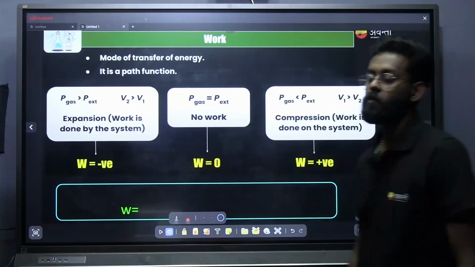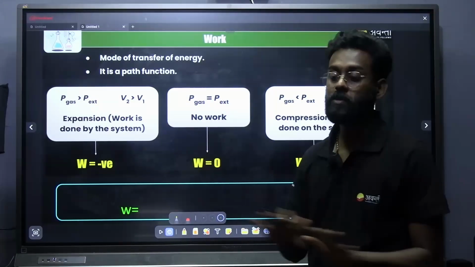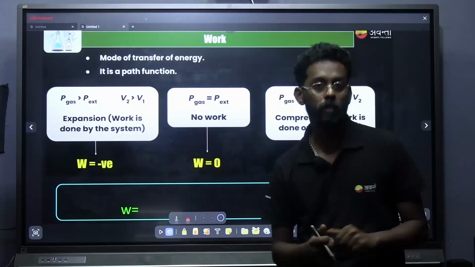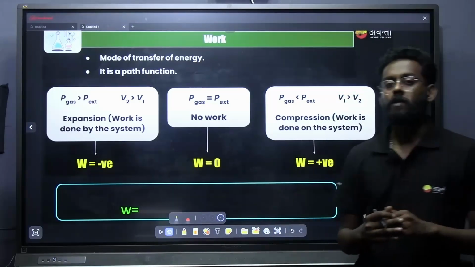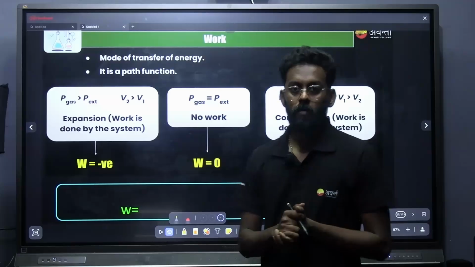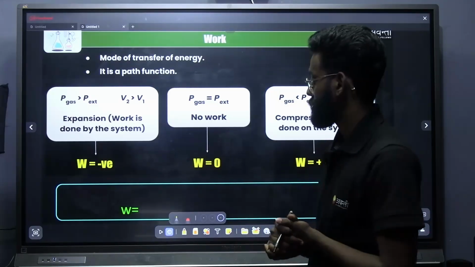Okay, next we are moving into work. Heat is over. Now the other path function, that is work. Work, all of you know, is a mode of transfer of energy. It is a path function.